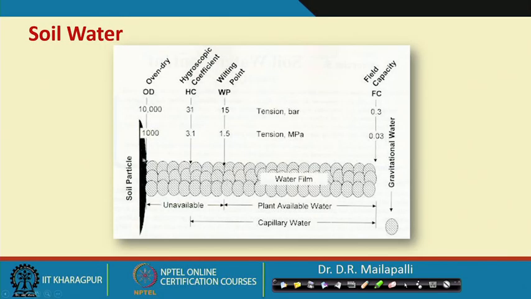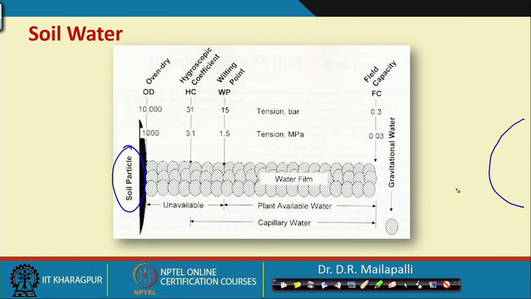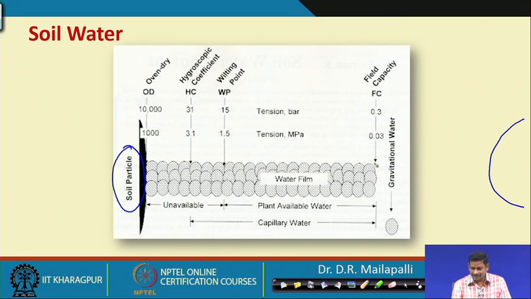So, here if you see clearly, this is the water status between two soil particles. You have a soil particle here, okay, and there is another soil particle somewhere here. In between these two soil particles, we are talking about how the water is going to be held. Assume that this is the center of these two soil particles.